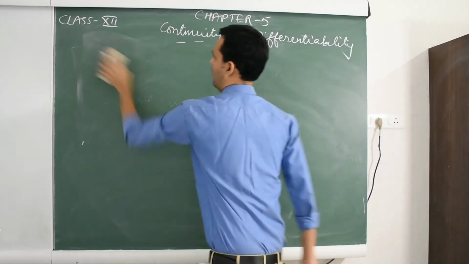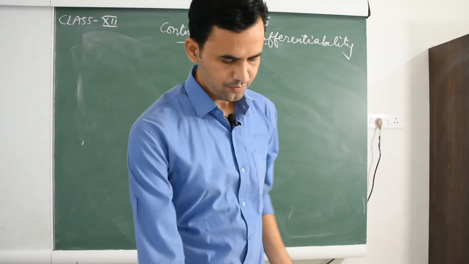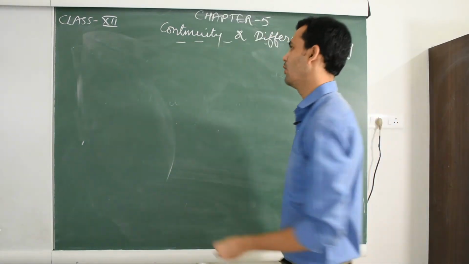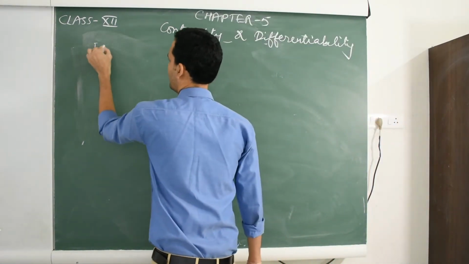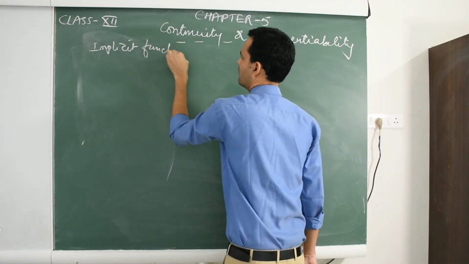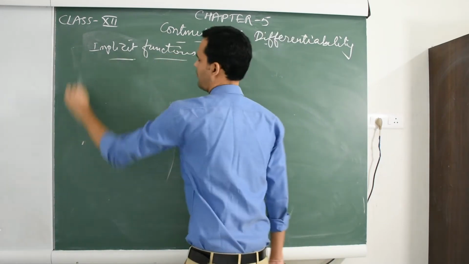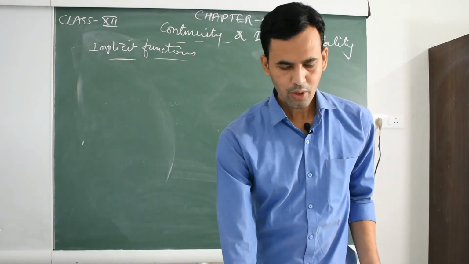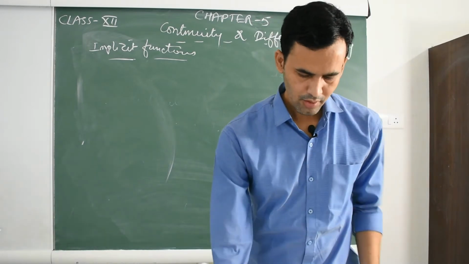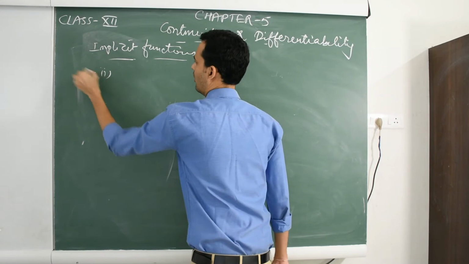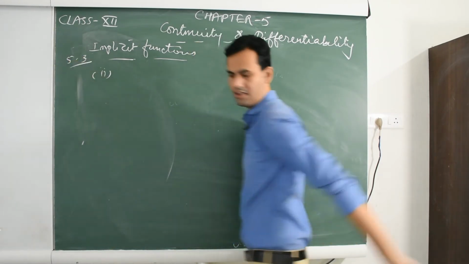Now next, exercise 5.3, which deals with the derivatives of implicit functions. Implicit functions are the functions which are in the form of equations. Okay. So question number 2 of the 5.3 exercise.